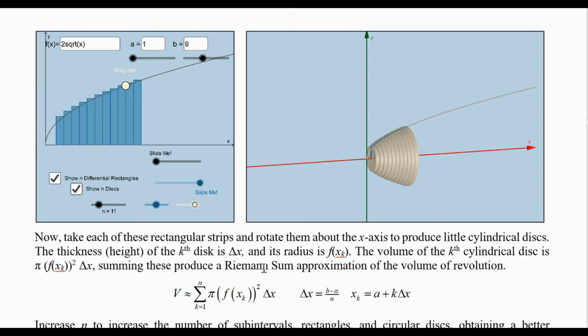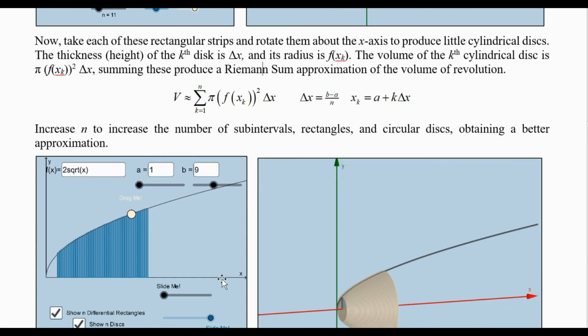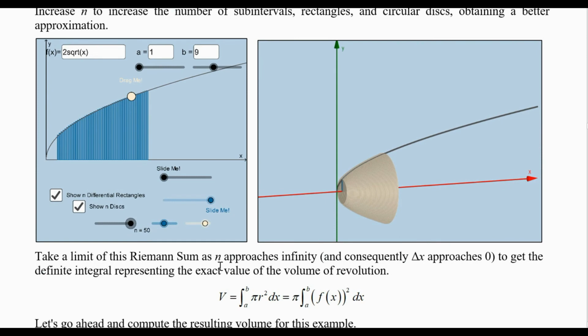So that is a Riemann sum. Now take the limit as n goes to infinity and delta x goes to 0. Increasing n gives us a better picture there. And taking the limit, this becomes an integral. It's basically the integral of pi r squared dx, where r is a function of x. So r is f of x. And the pi is a constant, so I brought that out front. So it's the integral from a to b of f of x squared dx and then times pi.